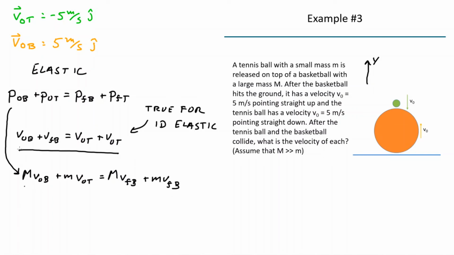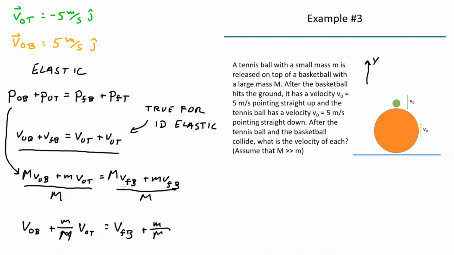What I'm going to do is divide both sides of this equation by big M. So I get V initial basketball plus little m over big M, oops, make that big, times the initial velocity of the tennis ball equals the final velocity of the basketball plus little m over big M times the final velocity of the tennis ball.